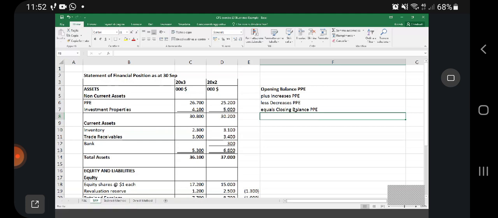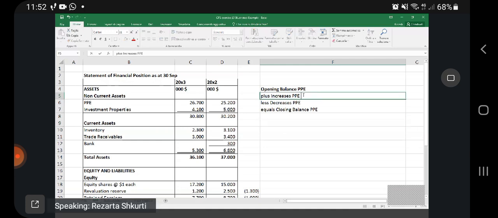Now, the problem is, what are the increases? Can you mention any increase in the value? Can we mention any increase in the property, plant and equipment? How do I increase my properties, by the way? We purchased new things, and they increased the rent. Good. Purchases. We may have purchased new property, plant and equipment. This is a way to increase them. Okay? Mention something else. Purchases is one.